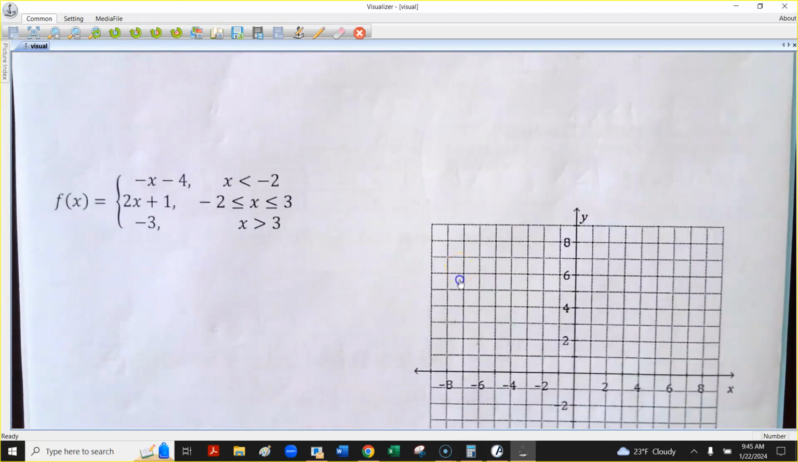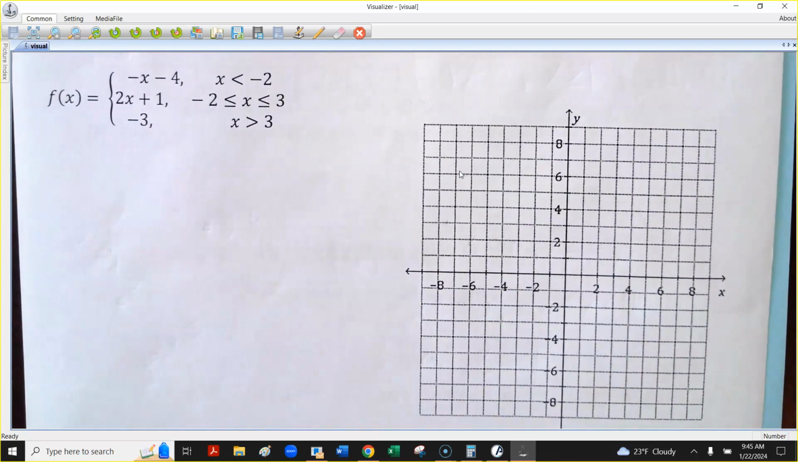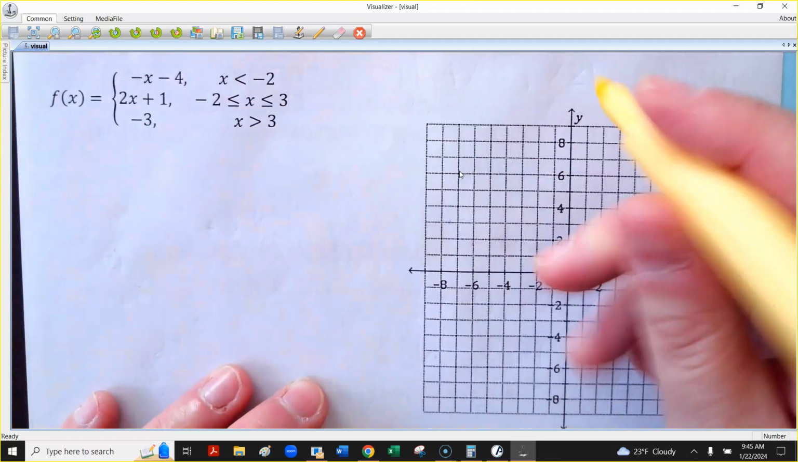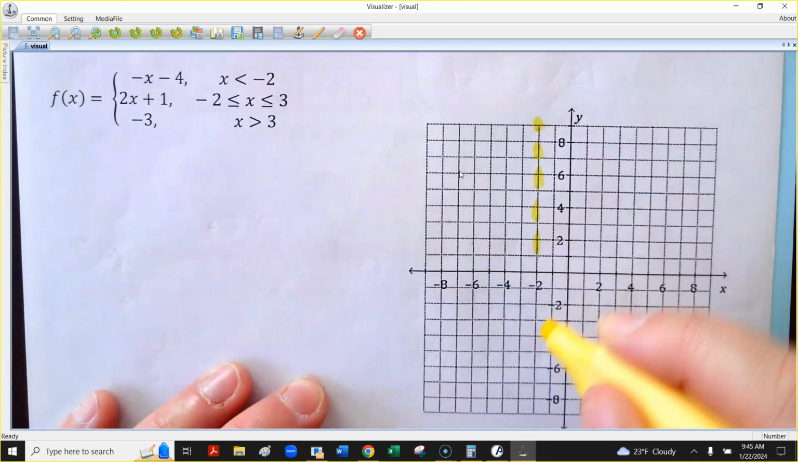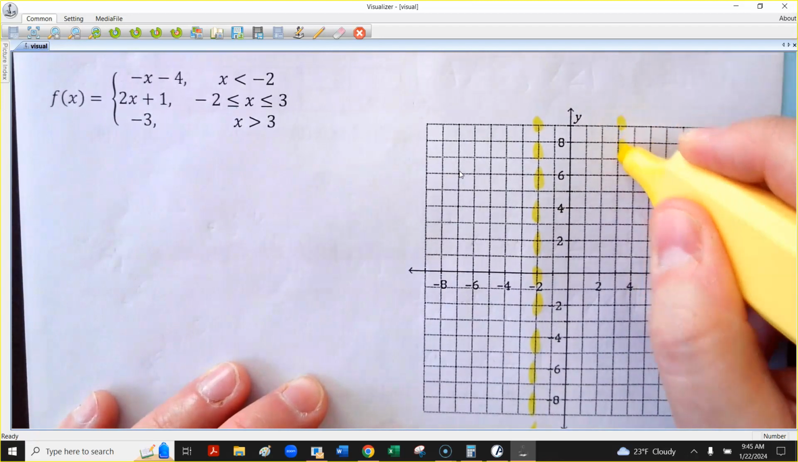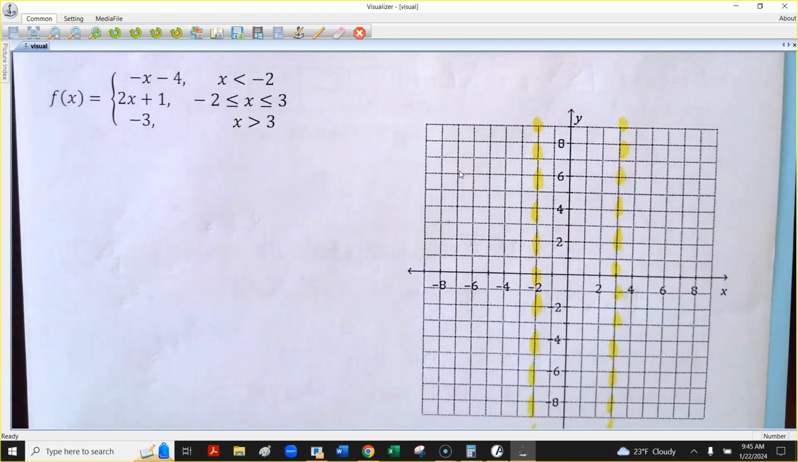All right, so the very first thing, and you don't have to do this, but I like to do this so I know where my pieces should switch. I should switch at -2 and +3. So I'm just going to draw a little vertical line at -2 and +3. And again, I should have a distinct piece between each of these areas of the graph.